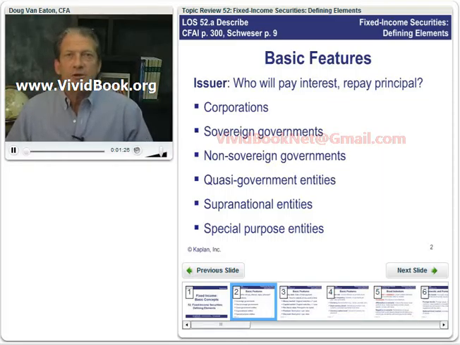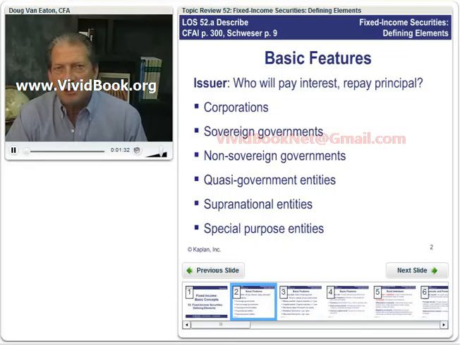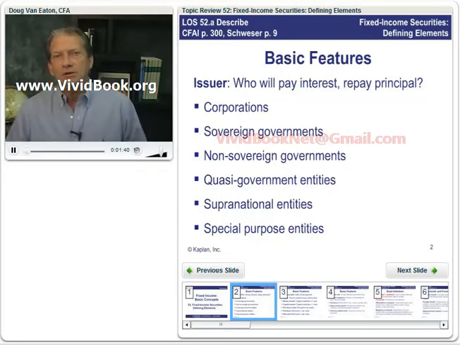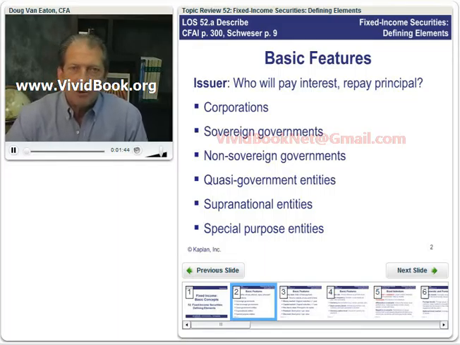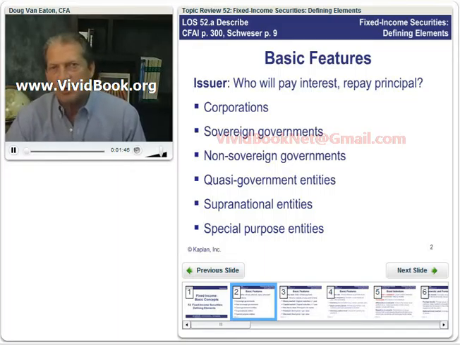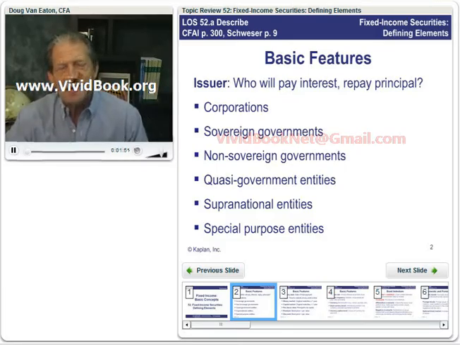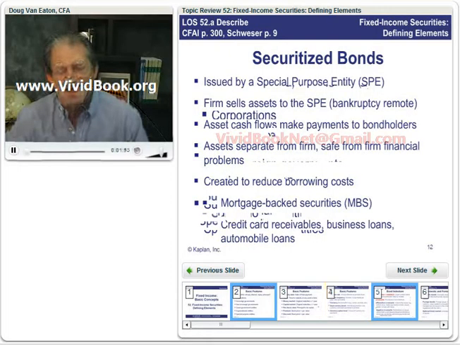So as far as the issuer, we want to know, well, who's borrowing the money, who's promising to repay it? And this could be a corporation, it could be a sovereign government, by which we mean a national government. Bank of Japan issuing government bonds, or U.S. Treasury bonds. These are sovereign governments that are the issuer. We can also have non-sovereign, it's just not that specific of a term anymore.